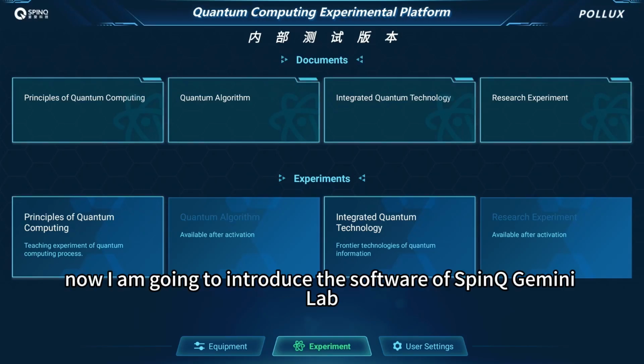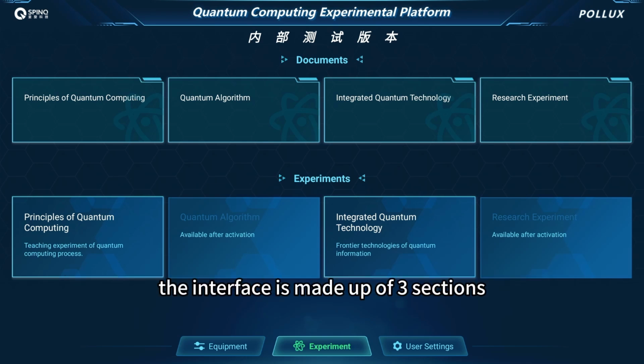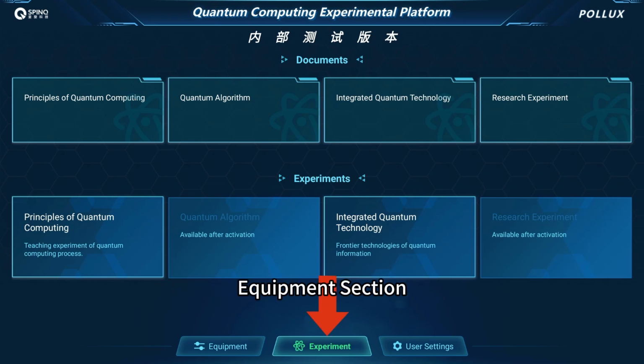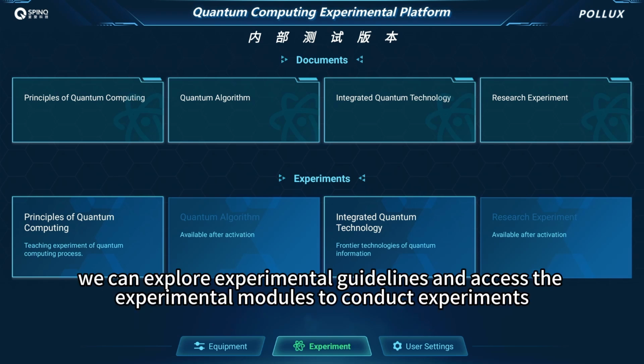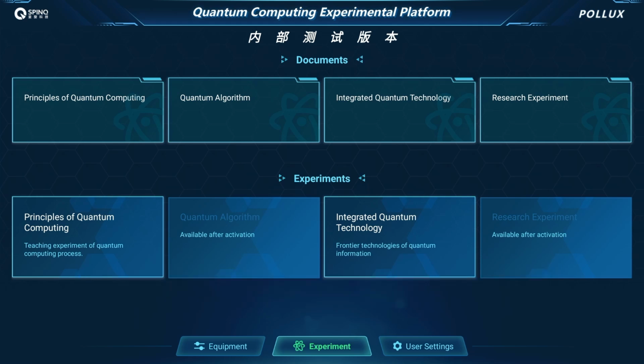Hello everyone, now I am going to introduce the software of SpinQ Gemini Lab. As you can see, the interface is made up of 3 sections, which are the Experiment section, Equipment section, and User Settings section. In the Experiment section, we can explore experimental guidelines and access the experimental modules to conduct experiments.